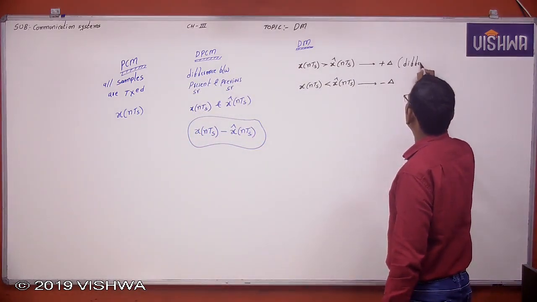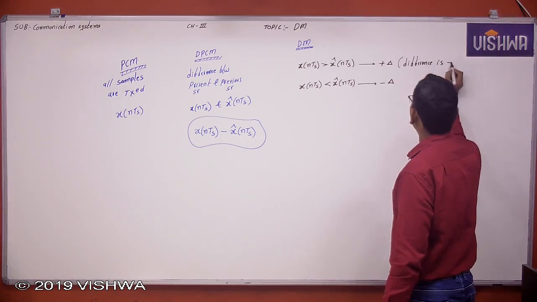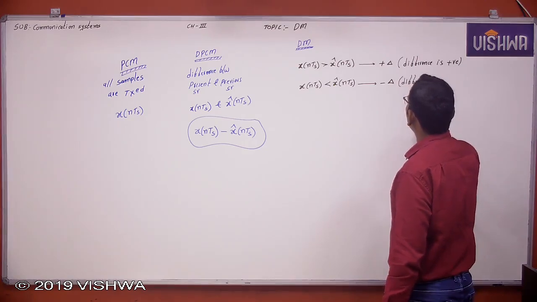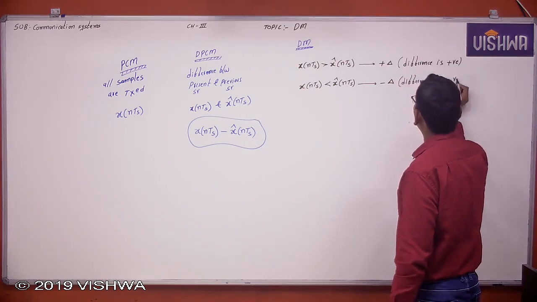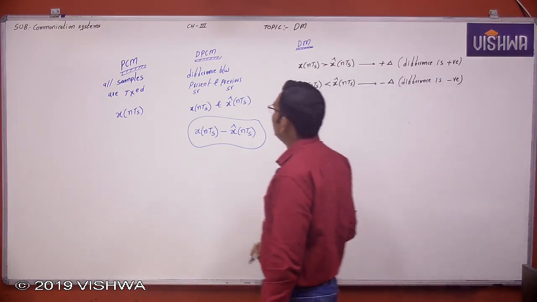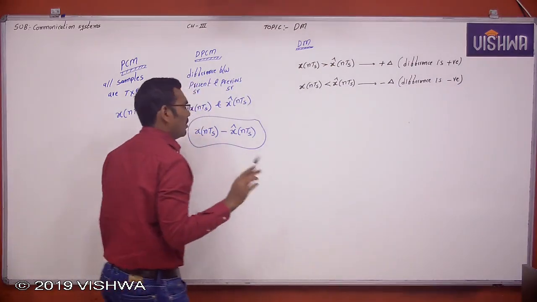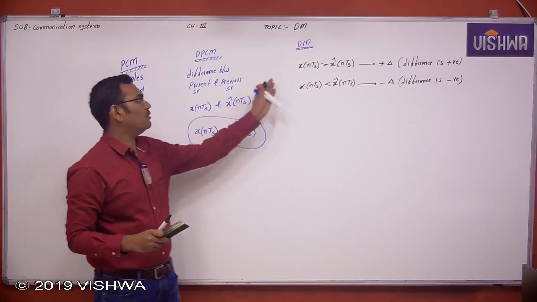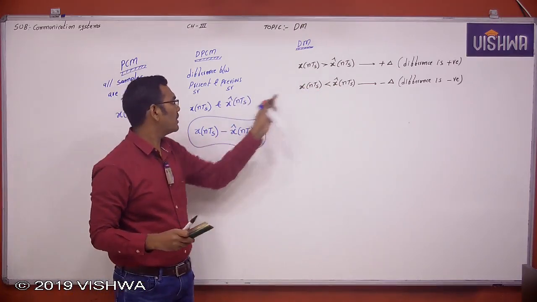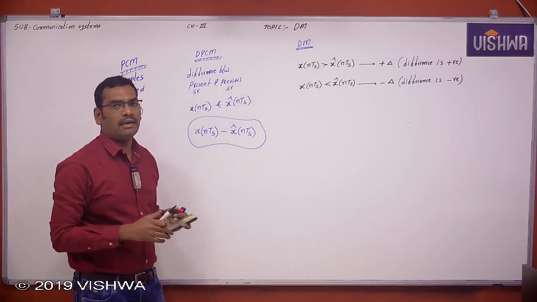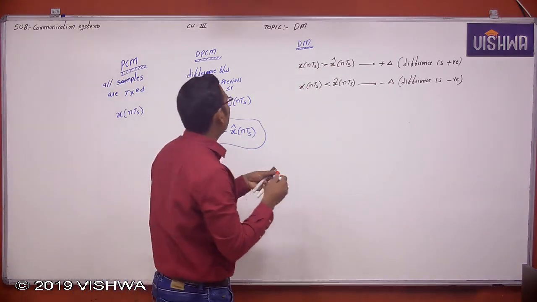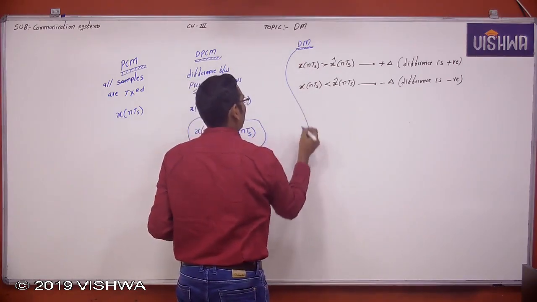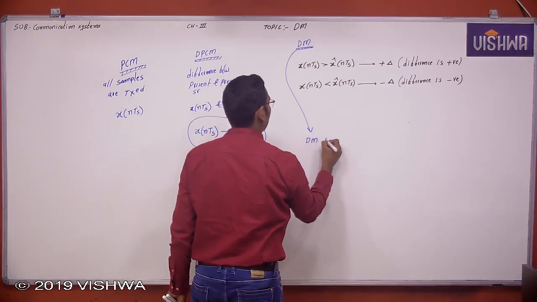When this difference is positive, it is plus delta; when the difference is negative, it is minus delta. So let us take DPCM and delta modulation: everything is the same, the diagram and everything, but when this difference is positive, it is quantized as plus delta. When this difference is negative, it is quantized as minus delta. So we say DPCM and delta modulation are the same.